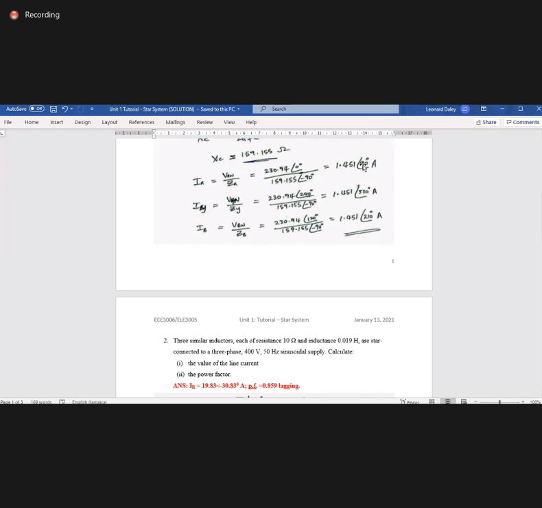Because the only thing that will happen now is that the angles for the current will be different, but the magnitude is going to be the same. So you only really need to know what's happening in one phase if the system is balanced, and then you can take it from there.